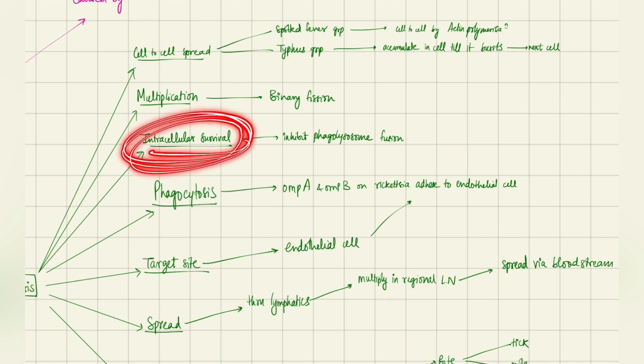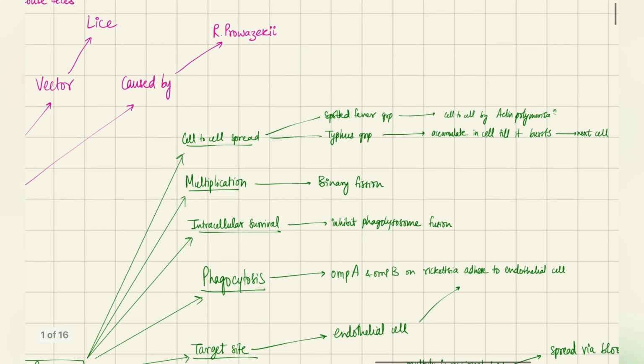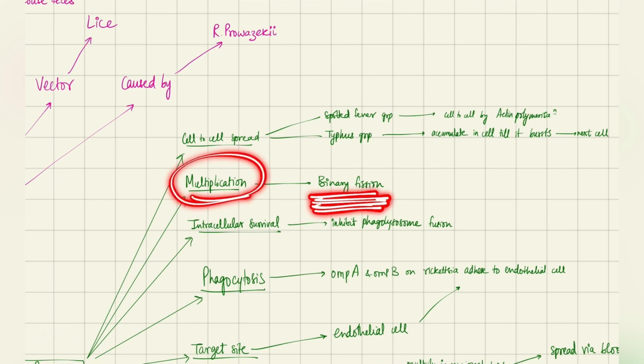The bacteria has to survive to proliferate and cause the disease, right? That is done by a commonly used mechanism: inhibiting the phagolysosome fusion. If you inhibit that, the bacteria will not be killed. So they inhibit phagolysosome fusion and then they can multiply endlessly. They multiply via binary fission inside the phagocyte.